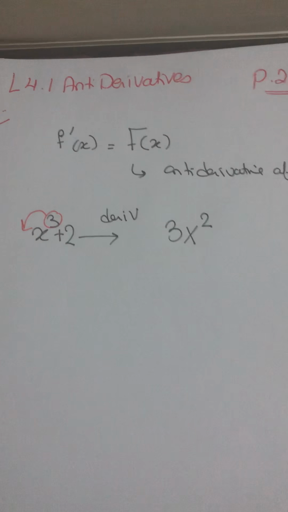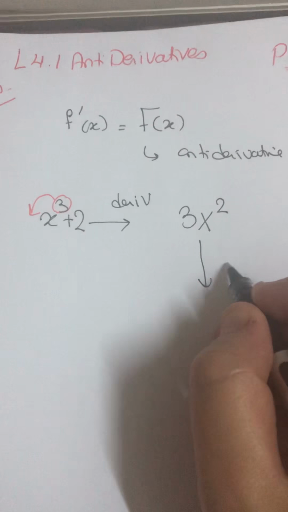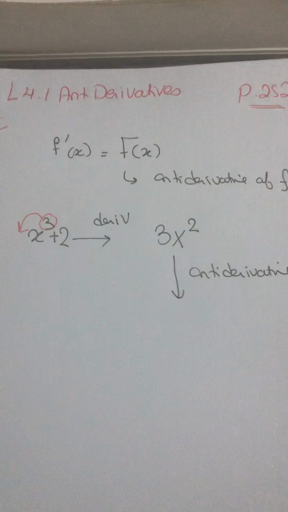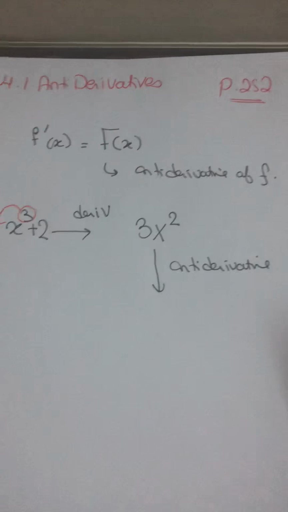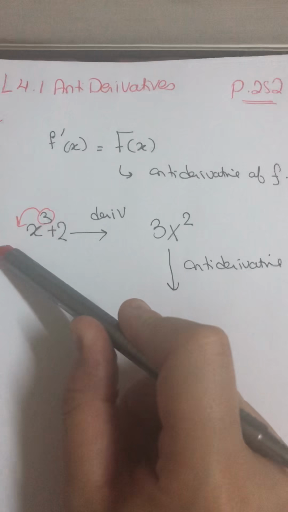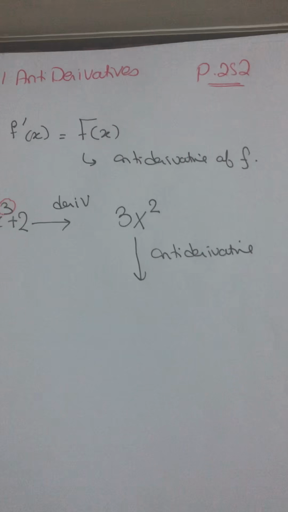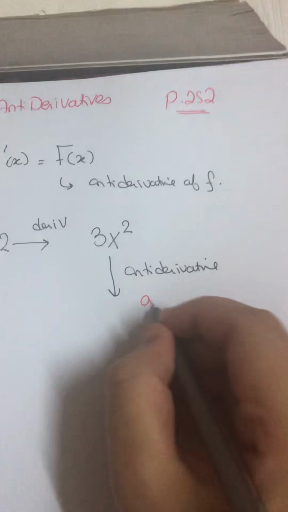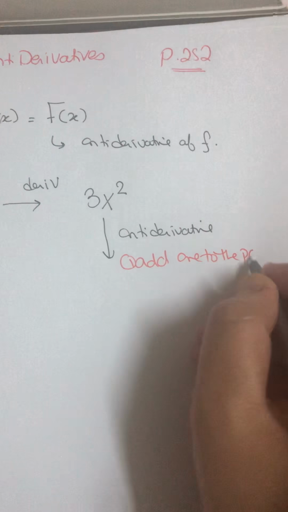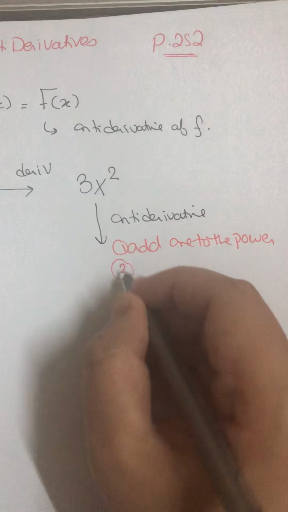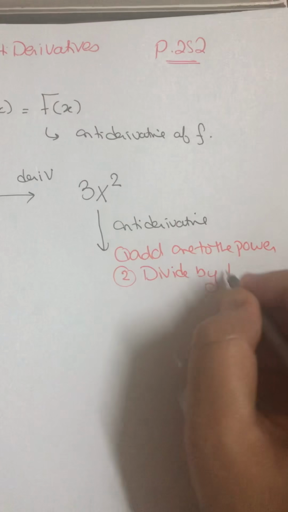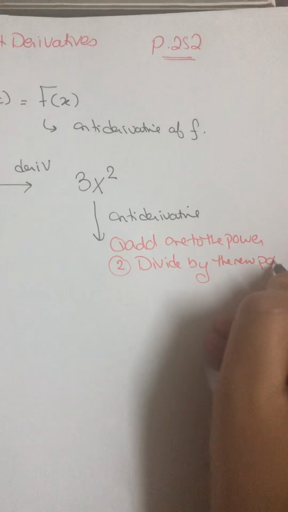So how will I reverse this if I want to do antiderivative? What will be the steps? What do you think? Over here I was multiplying first, right? And then subtracting the power. Here I will do the opposite. I will add 1 to the power. Second, what's the opposite of multiplication? Division. Divide by the new power.